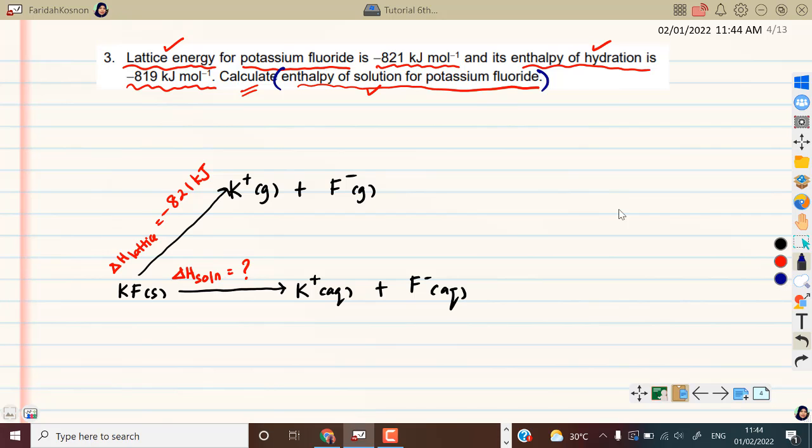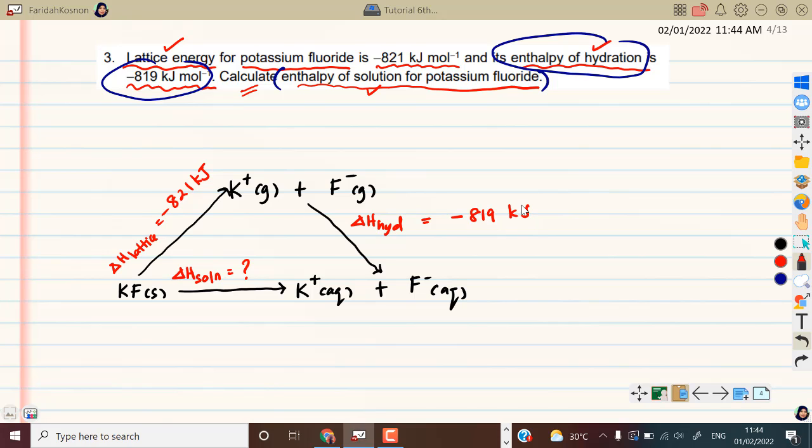And given to you in the question, the enthalpy of hydration is negative 819 kilojoule per mole. So actually negative 819 kilojoule per mole is the sum of the enthalpy of hydration of potassium ion plus the enthalpy of hydration of fluoride ion. It has already been summed up, so we just transfer it into the cycle. Alright, so these two are the enthalpy of hydration. How much? Negative 819 kilojoule.